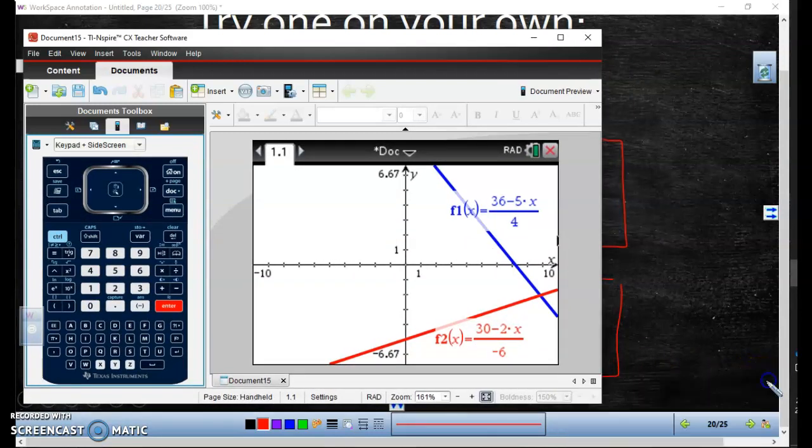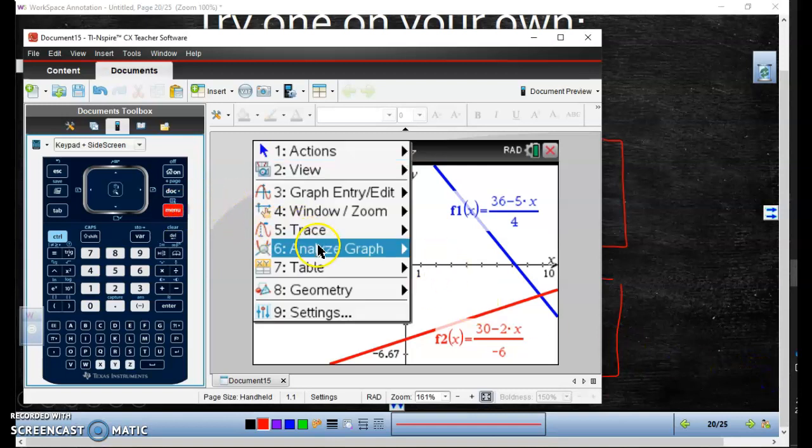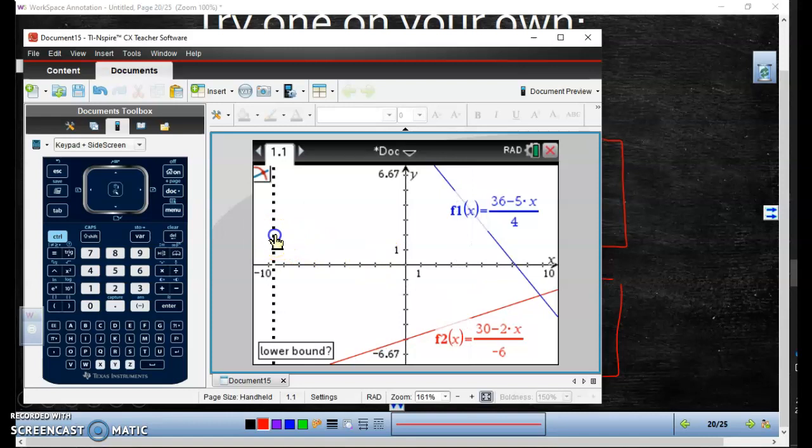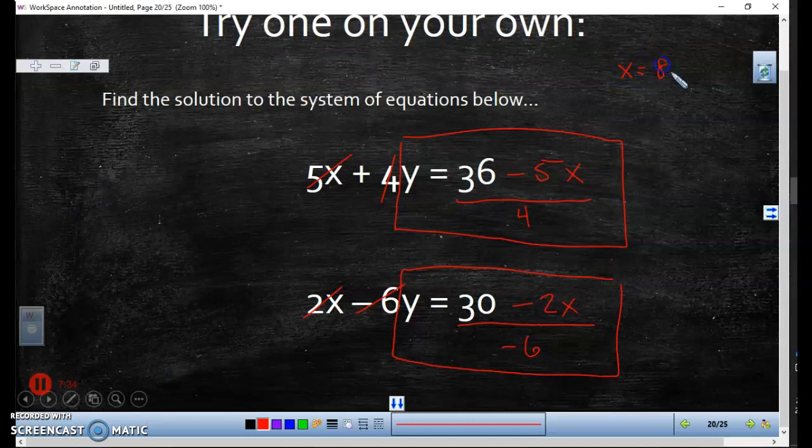All right, so now that we have it here, we're going to go menu 6-4 for our intersection, and there it is, 8.84 comma negative 2.05. So my x value equaled 8.84, and my y value equaled negative 2.05. It would depend on what the question was asking you. Maybe it was asking for the x value. There you go. Maybe it was asking for the y value. There you go. Or maybe it was asking for the coordinate, and you still got it. But that's how you work it, guys. Turn it into y equals first, graph it, find your intersection.